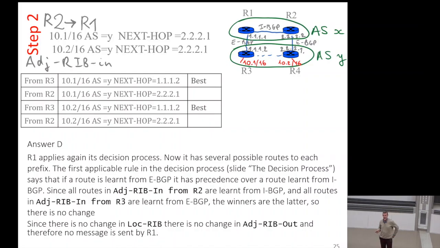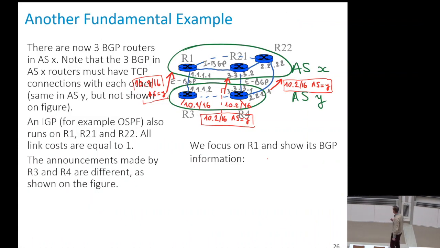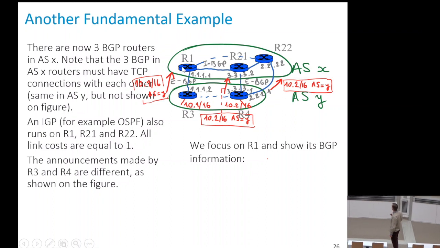Let's continue our exploration of how BGP works mechanically inside routers by looking at a second example, a variation of the previous one. Now we have three routers in AS X. R1 and R21, R21 and R22 are on link of each other. R1 to R22 are not on link, so the path from R1 to R22 goes via R21.